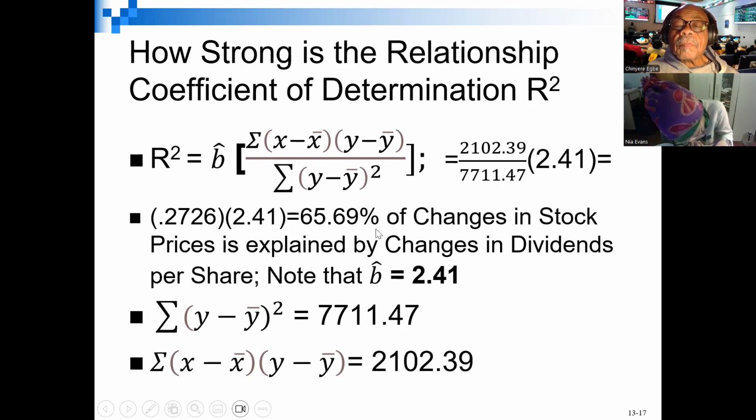And so what happens here is that 65% of the changes in the price of a stock of a company is explained by the dividends that they pay. Okay, 65%. That means there's 35% of changes in the stock price that is not explained by the dividend policy of the company.